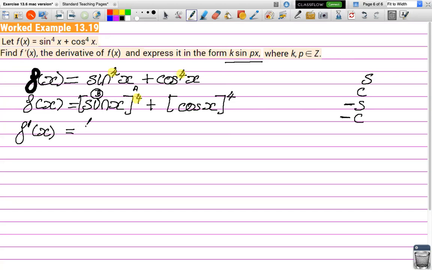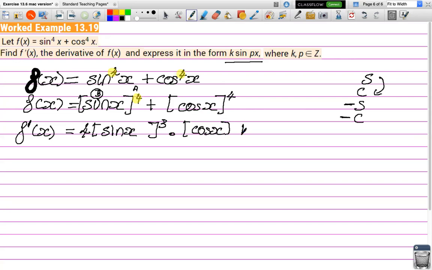So multiplying by the power and putting the power down 1, and what's inside does not change. And then you multiply by what's inside, and the derivative of sine is cos x.